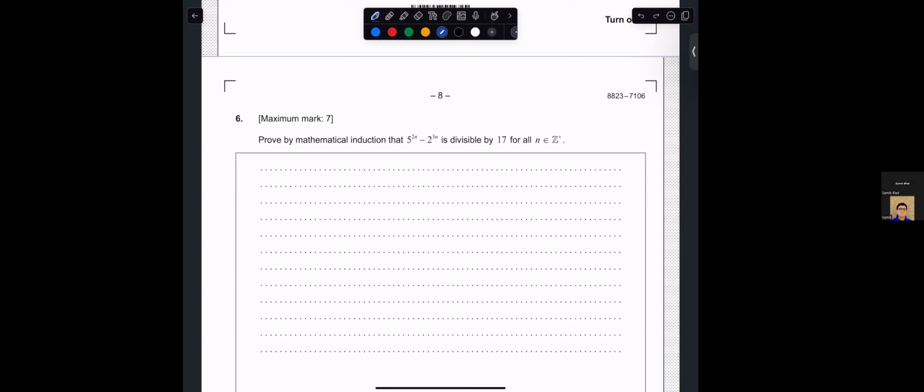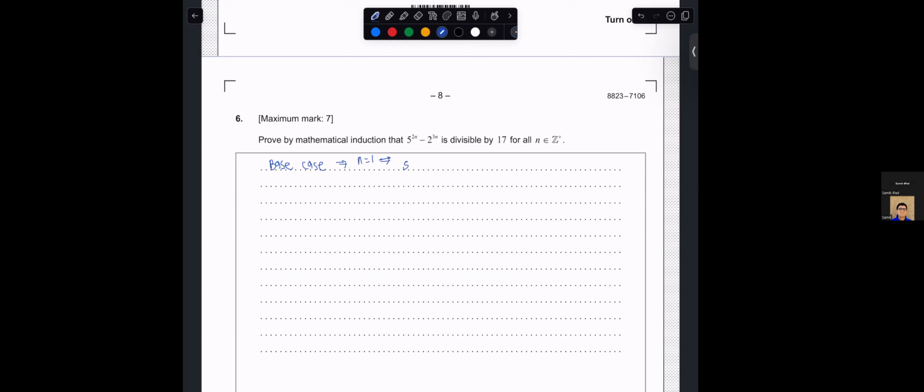So I'll explain it. The maximum mark is 7 marks for this question. Initially this can be a little bit confusing because you don't really know what you're doing, but I can explain it in a good way. First, we always consider the base case, which is always when n is equal to 1. Basically we substitute 1 in for the n's right here.